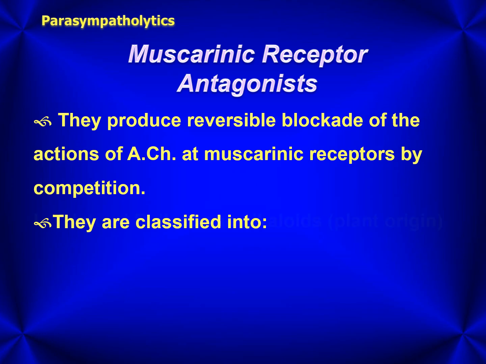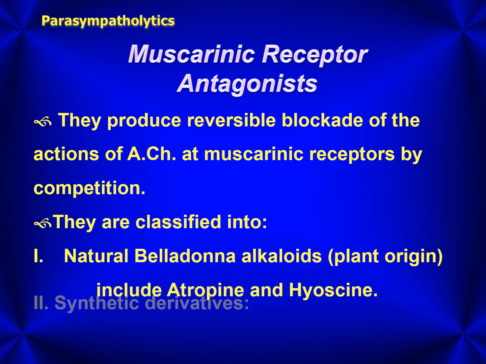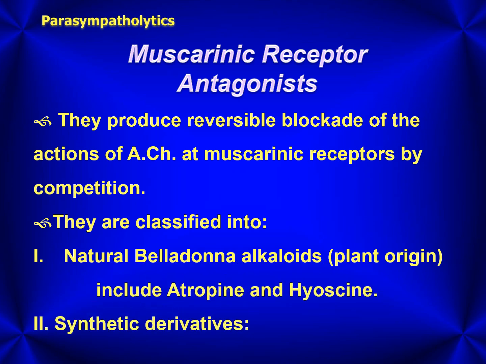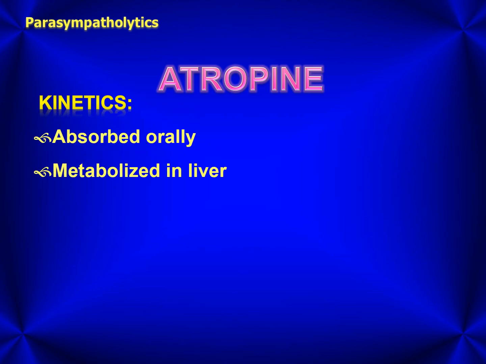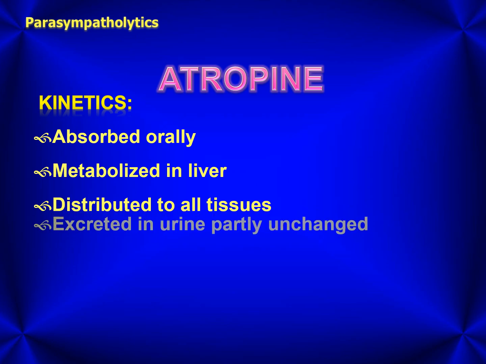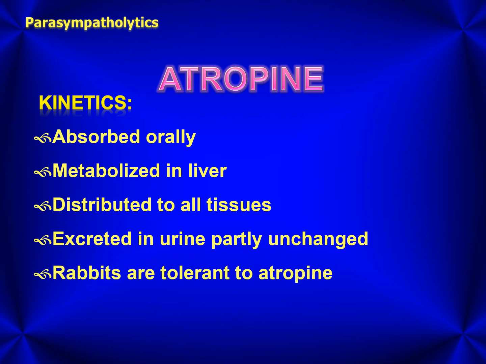They are classified into natural belladonna alkaloids, which are derived from plant origin, include atropine and hyoscine, and you have synthetic derivatives. Atropine is a natural belladonna alkaloid. It is absorbed orally, metabolized in the liver, distributed to all tissues, passes to the CNS, and is excreted in urine partly unchanged. Rabbits are tolerant or resistant to atropine because they have the atropinase enzyme.